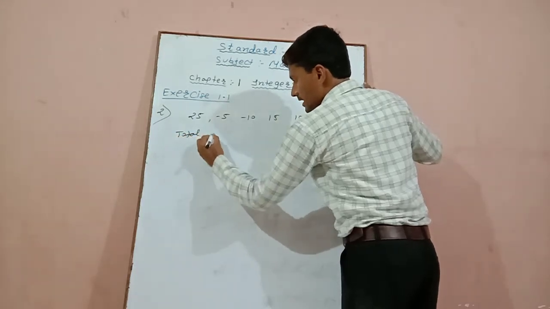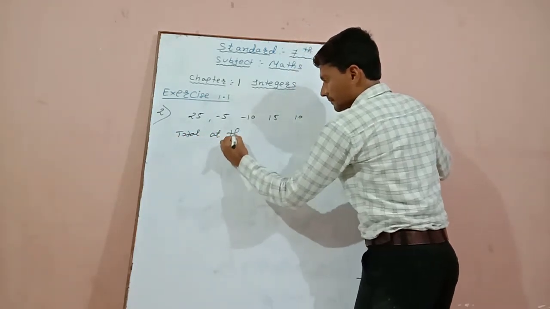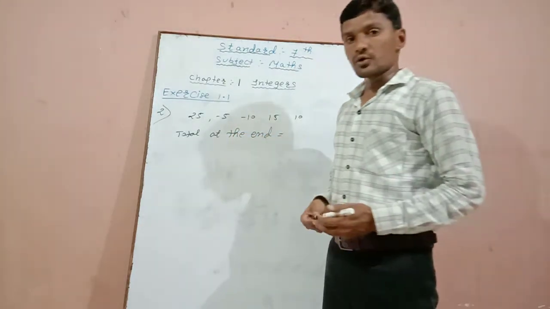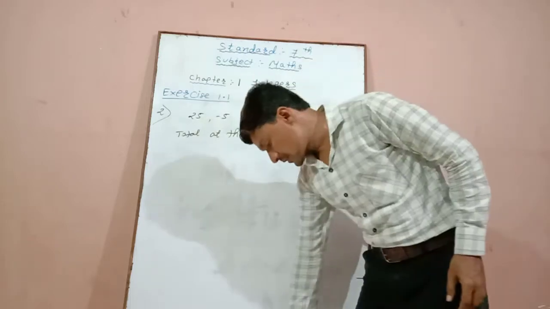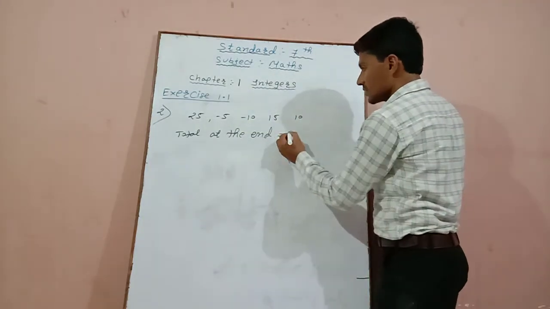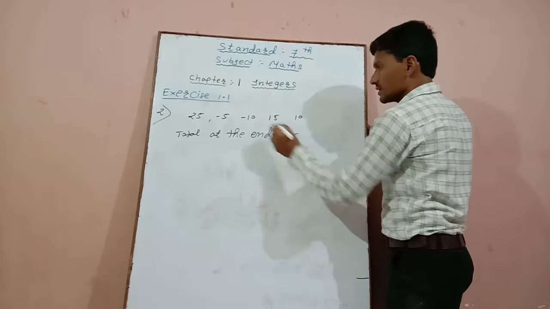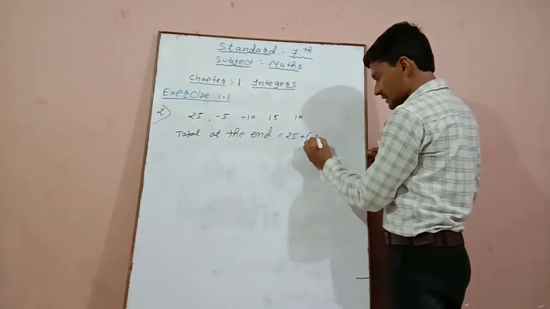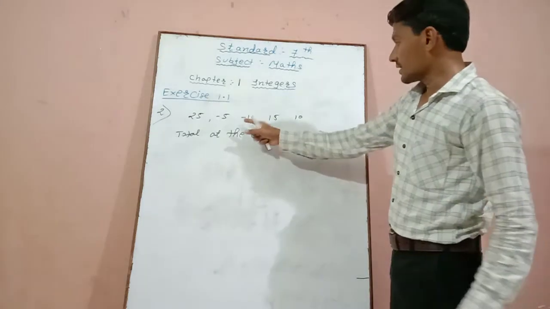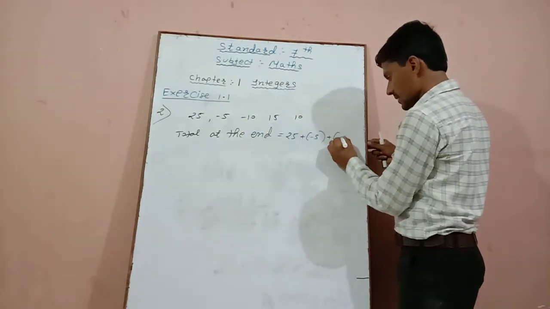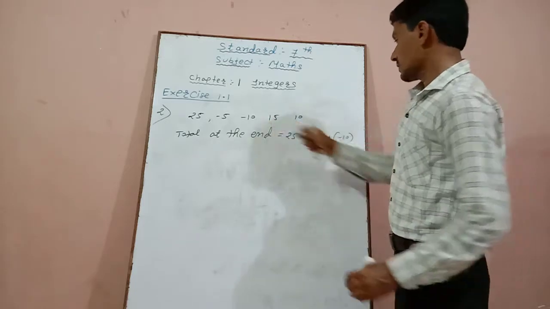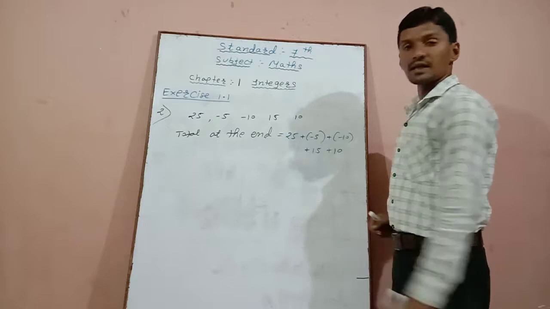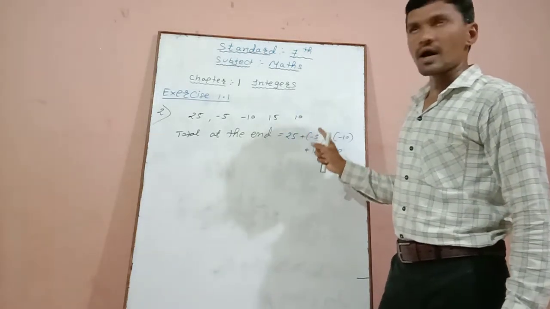Total at the end is equal to, by total we mean we have to add the numbers. We are adding 25, here is minus, so plus and -5, again plus and -10, plus 15 plus 10. We are adding all 5 numbers.